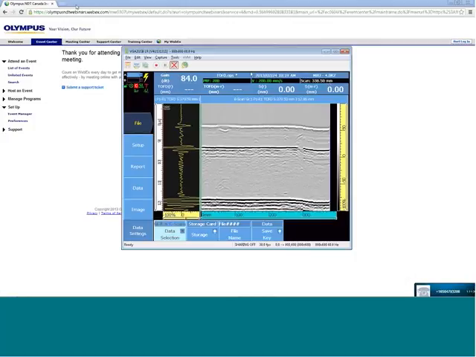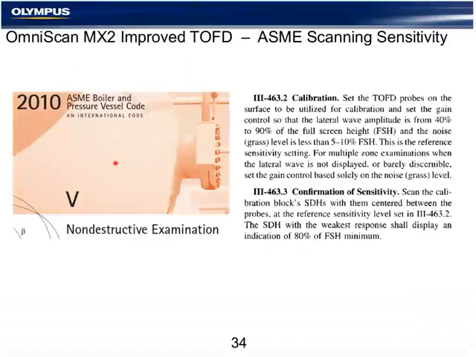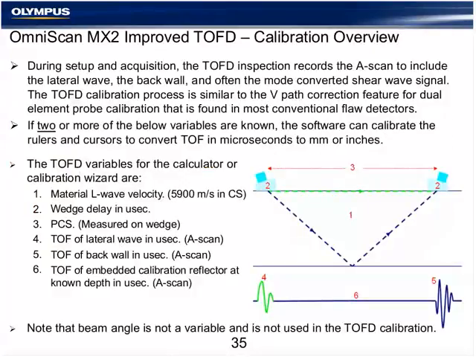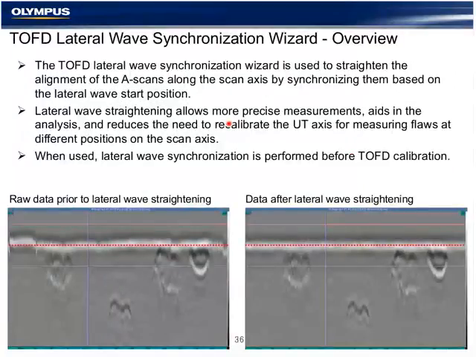Now we transition away from the instrument back to the PowerPoint and talk a little bit about calibration before we get into analysis. So calibration is simple in its application, but fairly complicated in the strategy and the math. If you know 2 or 3 of any of the parameters, such as velocity, wedge delay, PCS, the position of the lateral wave and back wall, you can arrive at the calibration you desire, which ultimately is converting the A scan from microseconds to millimeters.